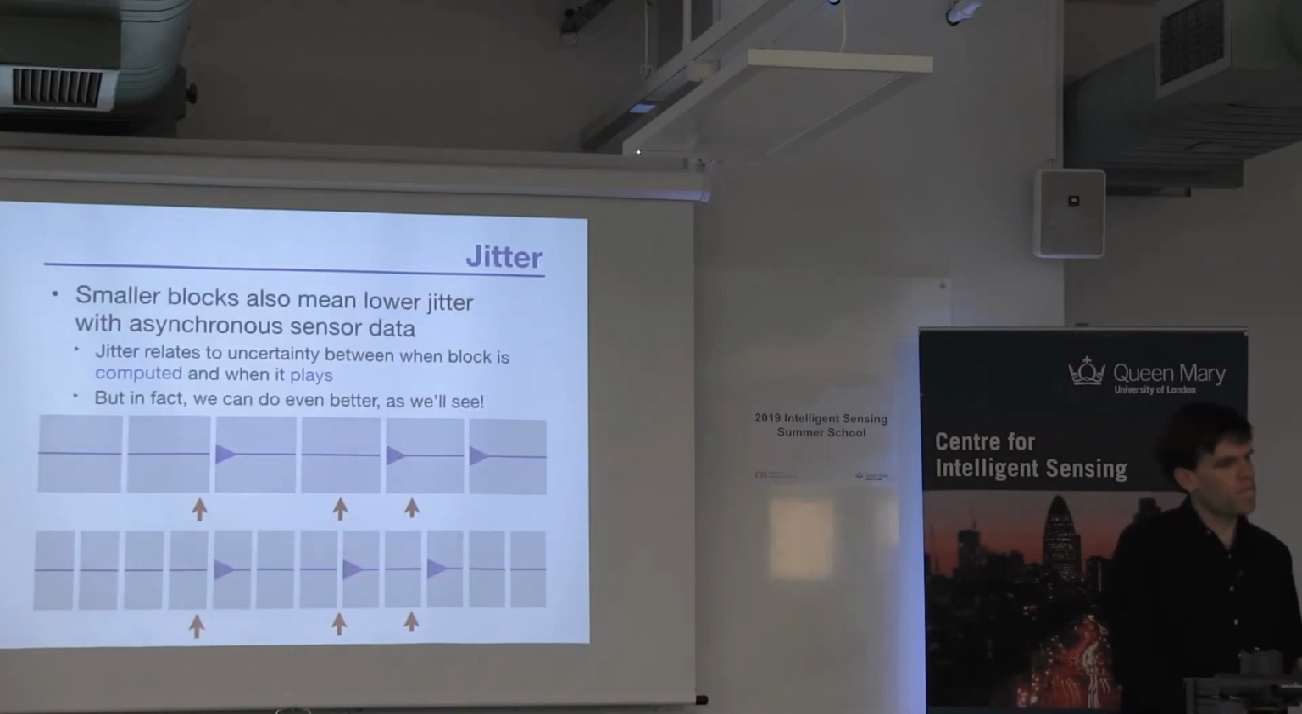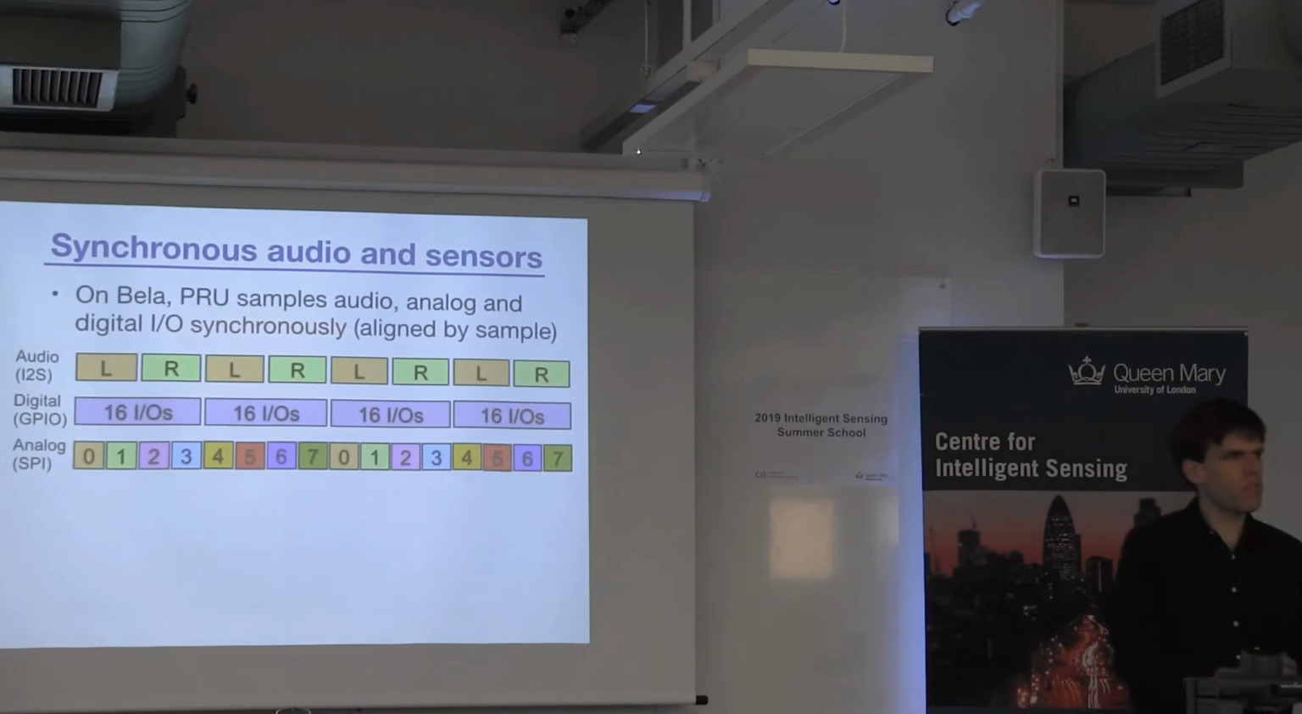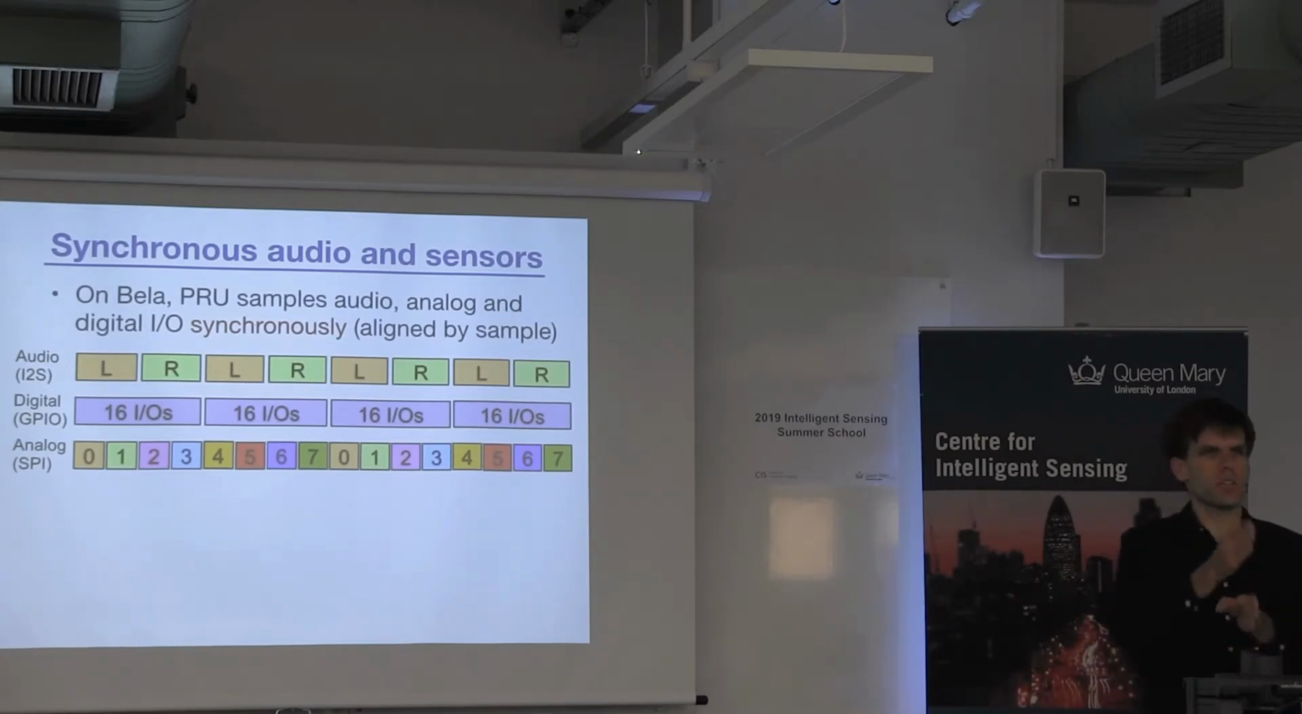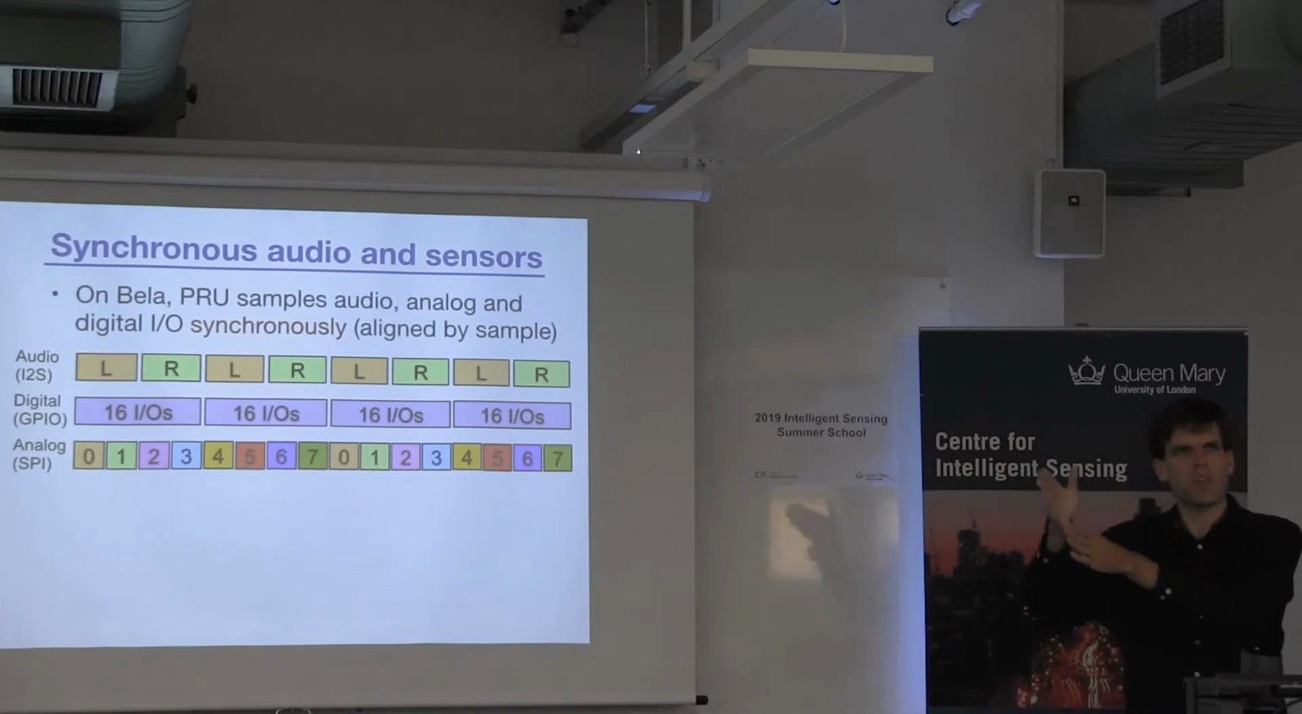And the smaller you make your block sizes, the better your jitter performance can be, which is also desirable from a real-time perspective. But in fact, we can do a little bit better than that. And one of the things that we designed into Bela was that these other sensor streams, your analog inputs and outputs, your GPIOs, your digital inputs and outputs, are all sampled synchronously on a frame-by-frame basis with the audio clock.